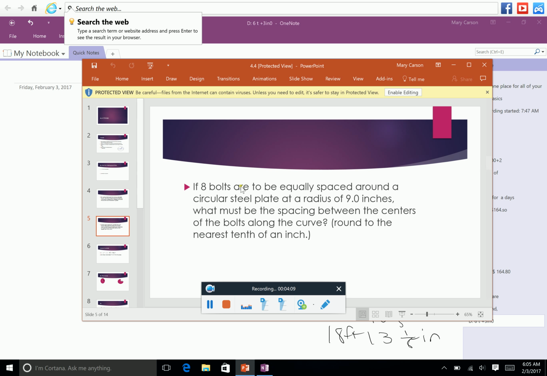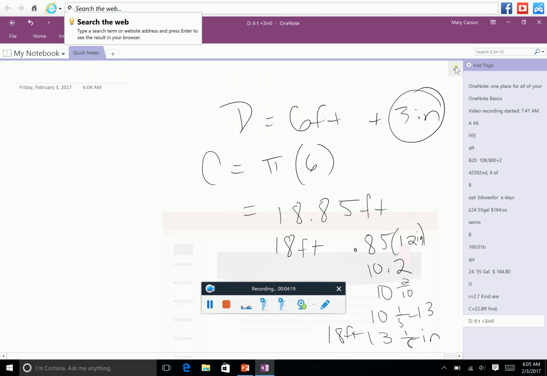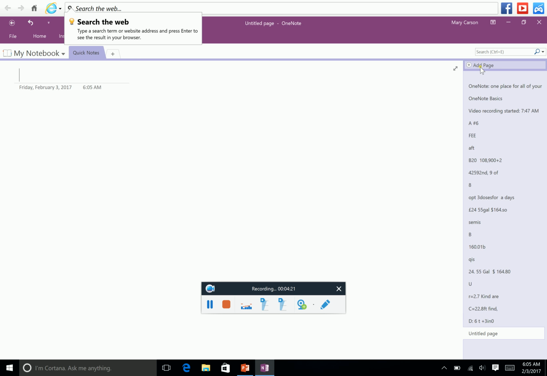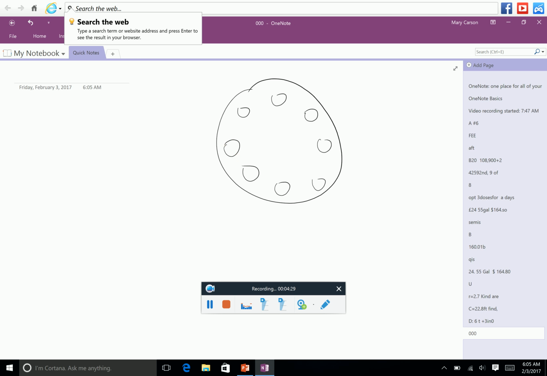Okay, and next problem. 8 bolts are to be equally spaced around a radius of 9 inches. What must be the spacing between the centers of the bolts along the curve? So you think about a circle. You've got steel plates, 8 of them. 1, 2, 3, 4, 5, 6, 7, 8, evenly spaced, right? And from here to here, the radius is 9 inches. So the first thing we do is find the circumference, because we're talking about the outside of this, right?